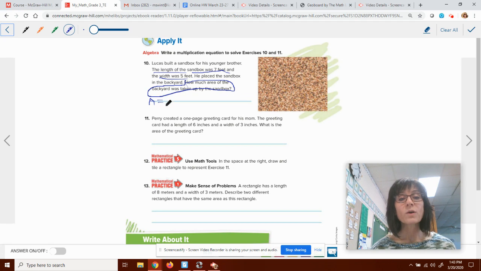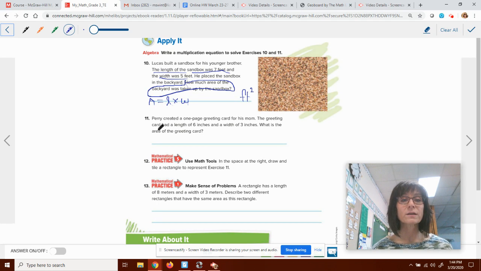Also, I want to draw your attention to, they're not just saying square units here, they're saying feet. So your answer will have to be in square feet. I can write feet, the abbreviation FT, with a little tiny 2. That's square feet.